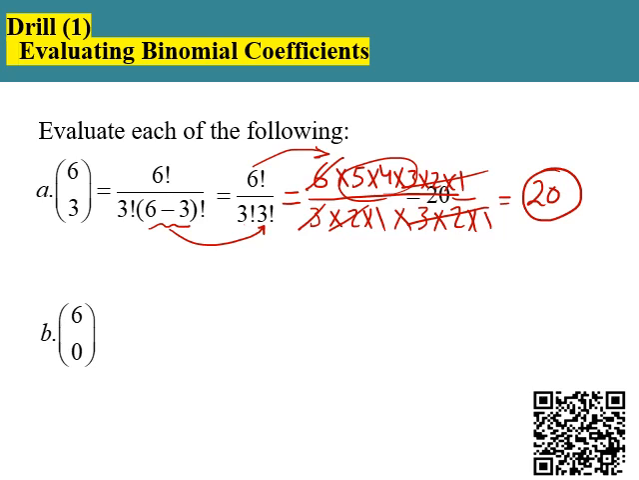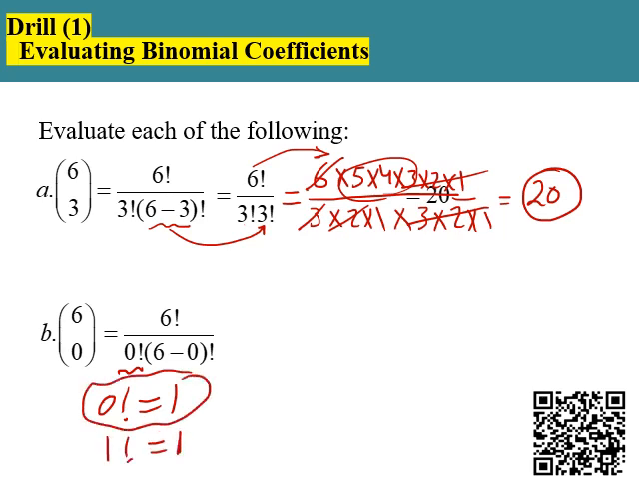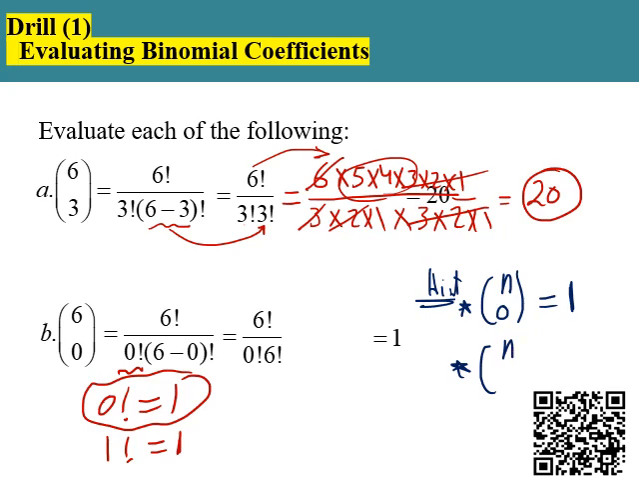6 above 0, for number B, is 6 factorial divided by 0 factorial multiplied by (6 minus 0) factorial. Notice that 0 factorial is equal to 1, and also 1 factorial is equal to 1. So it's 6 divided by 6, which is equal to 1. And from here, we can write a rule or a hint that n above 0 is equal to 1. n above 0 is equal to 1. And another hint that n above n is equal to 1.